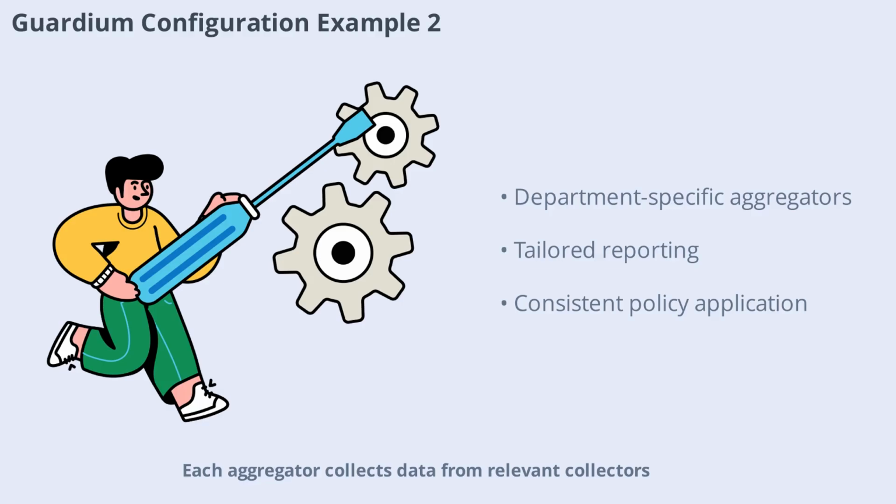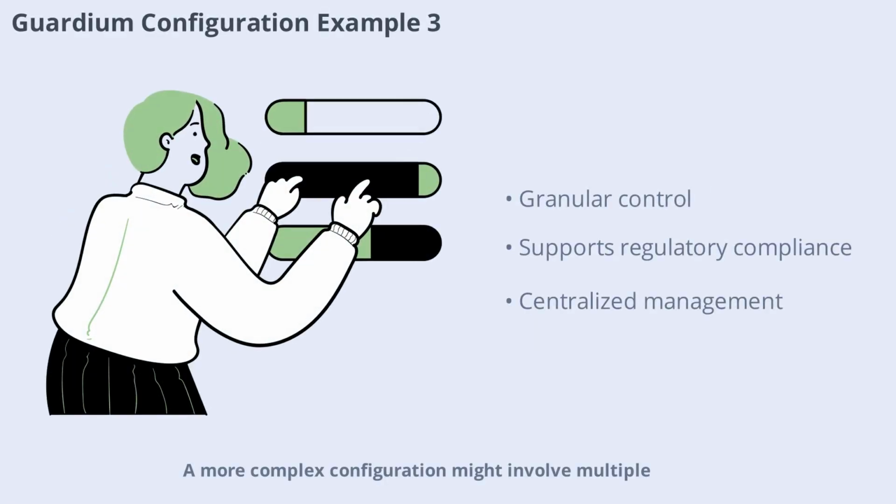Each aggregator collects data from relevant collectors, enabling tailored reporting and compliance for different departments. The central manager still oversees the entire setup, ensuring that organizational policies are consistently applied. More complex configuration might involve multiple aggregators and collectors assigned to different business functions. For example, sales and HR databases each have dedicated collectors and aggregators, all managed by a central manager.